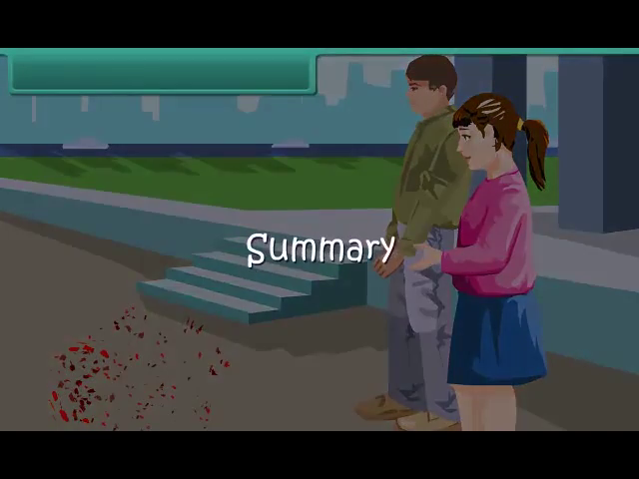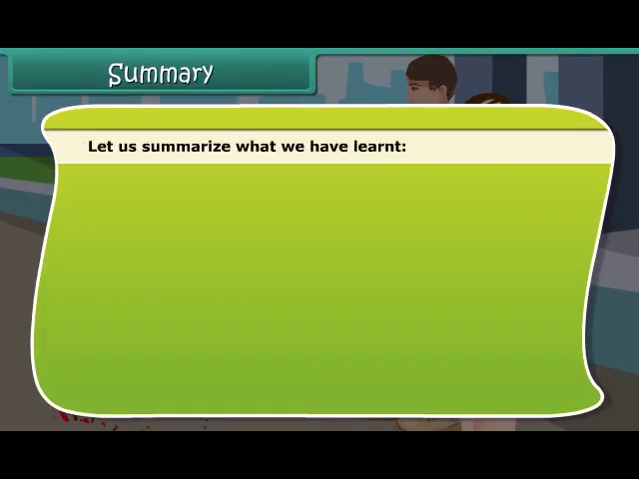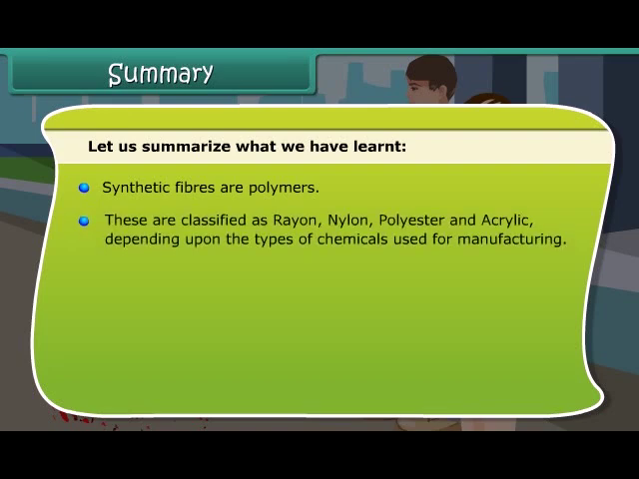Summary. Let us summarize what we have learned. Synthetic fibers are polymers. These are classified as rayon, nylon, polyester and acrylic, depending upon the types of chemicals used for manufacturing.